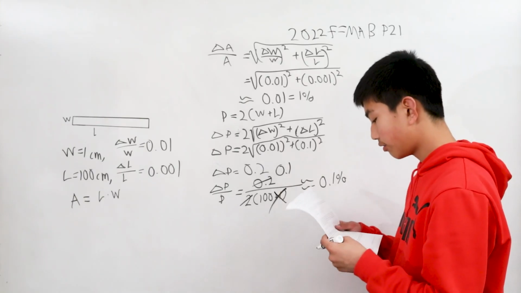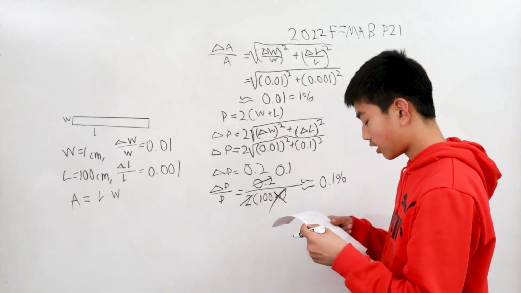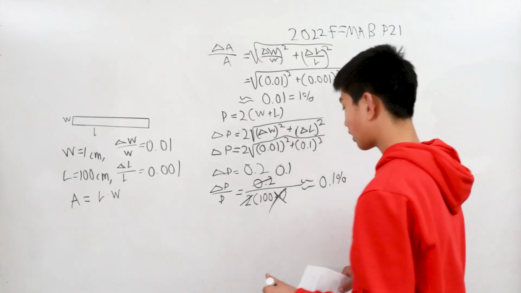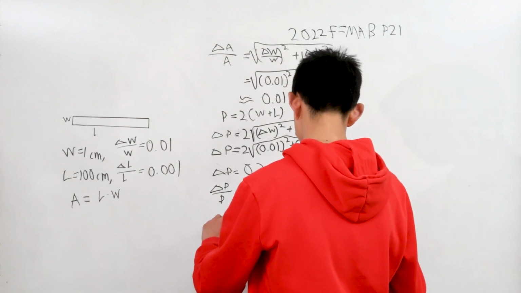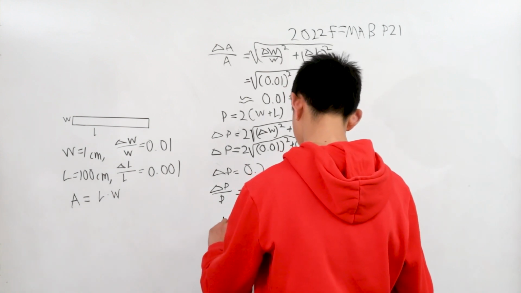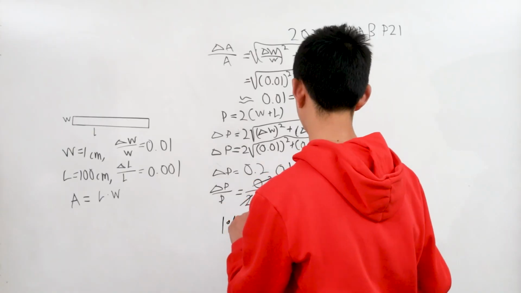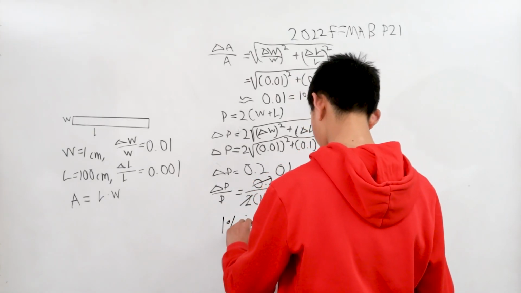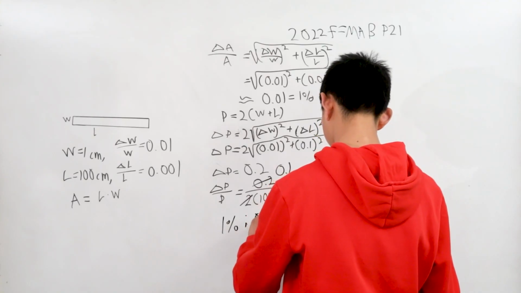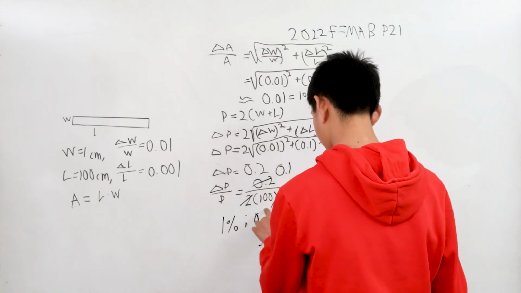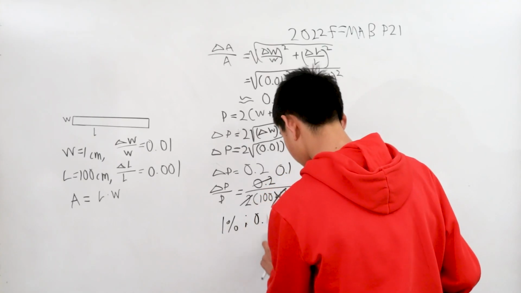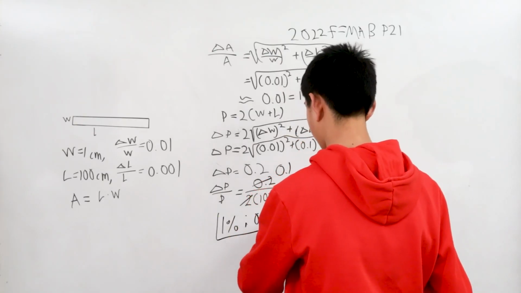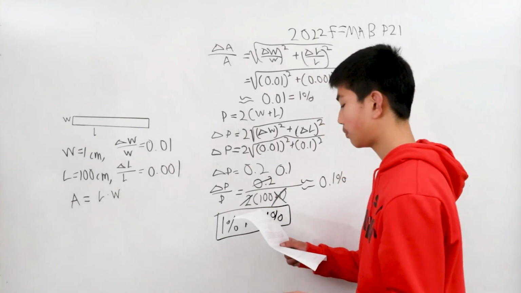So now you just want to find the relative uncertainties of the area and perimeter. You get that this is 1% for the area, and 0.1% for the perimeter. So that is our answer for this problem, and if you're wondering, that's answer choice B on the test.